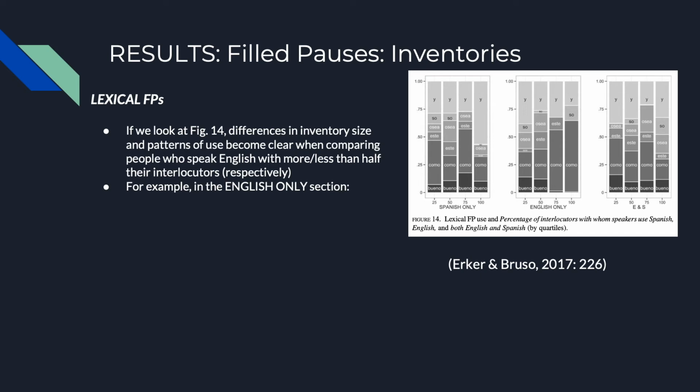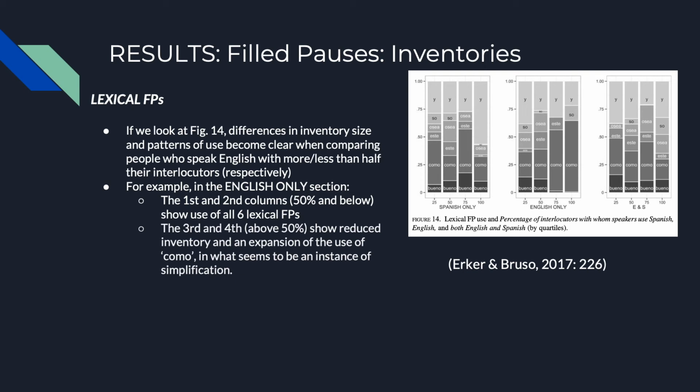So in the middle graph here, the English only one, the first and second columns, which reflect people that use English with 50% and below of the people they talk to, show use of all 6 lexical filled pauses. On the other hand, columns 3 and 4, which is people who speak English with more than 50% of the people they speak to, show a reduced inventory among those people and an increase in the use of como, which seems like an instance of simplification.